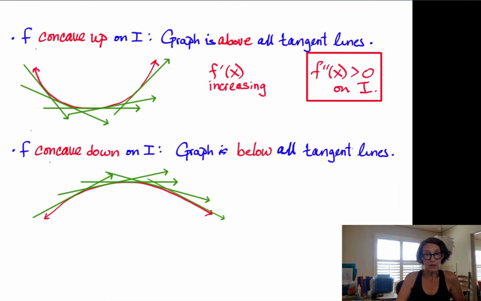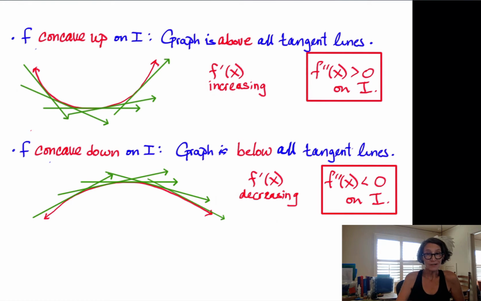So when the graph of f is concave down, that means it's below all of its tangent lines, and that also means that the slopes of the tangent lines are decreasing. That means that f prime is decreasing on that interval. Well, a decreasing function means that its derivative is negative. So this means that the second derivative of f is negative on the interval I. All right, that's a lot of information about the graph of the function and its first and second derivatives.